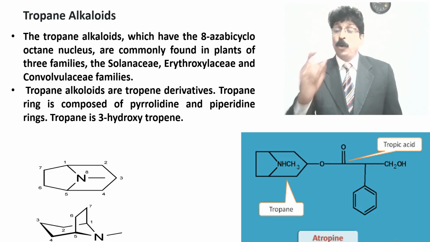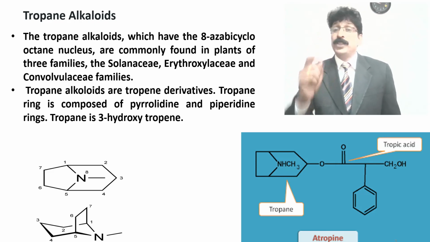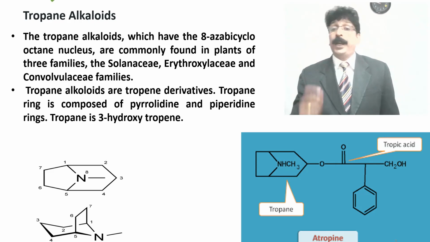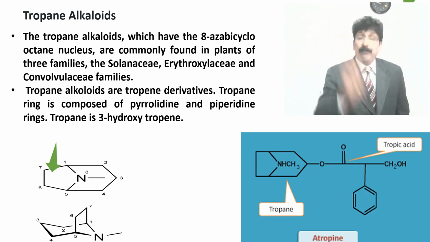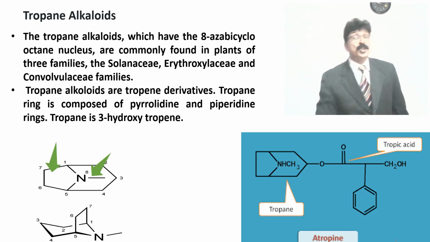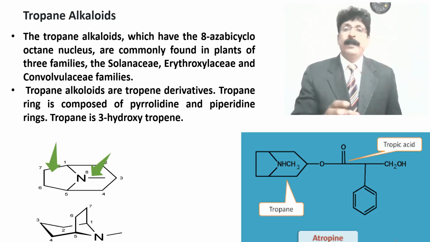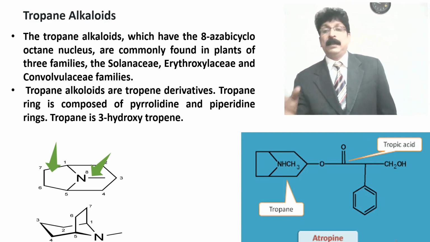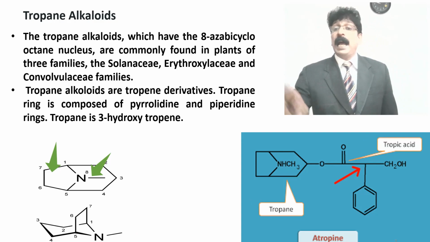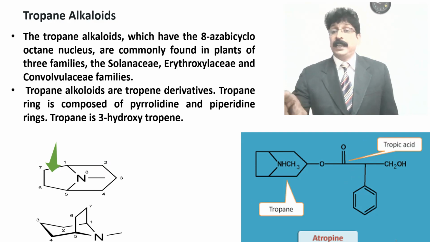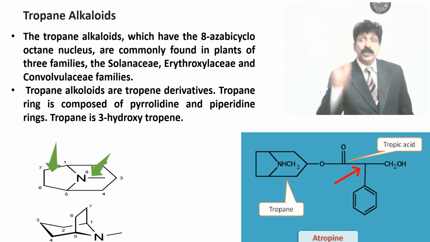Atropine is positive and hyoscyamine is negative, dextrorotatory and levorotatory, due to the presence of a chiral carbon atom. This arrow shows the 5-membered ring structure, and this arrow shows the 6-membered ring structure. So the 5-membered ring, pyrrolidine, and the 6-membered ring, piperidine, are together present in tropane alkaloids. The arrow which I have just denoted, which you can see in red color, shows the chiral carbon atom.